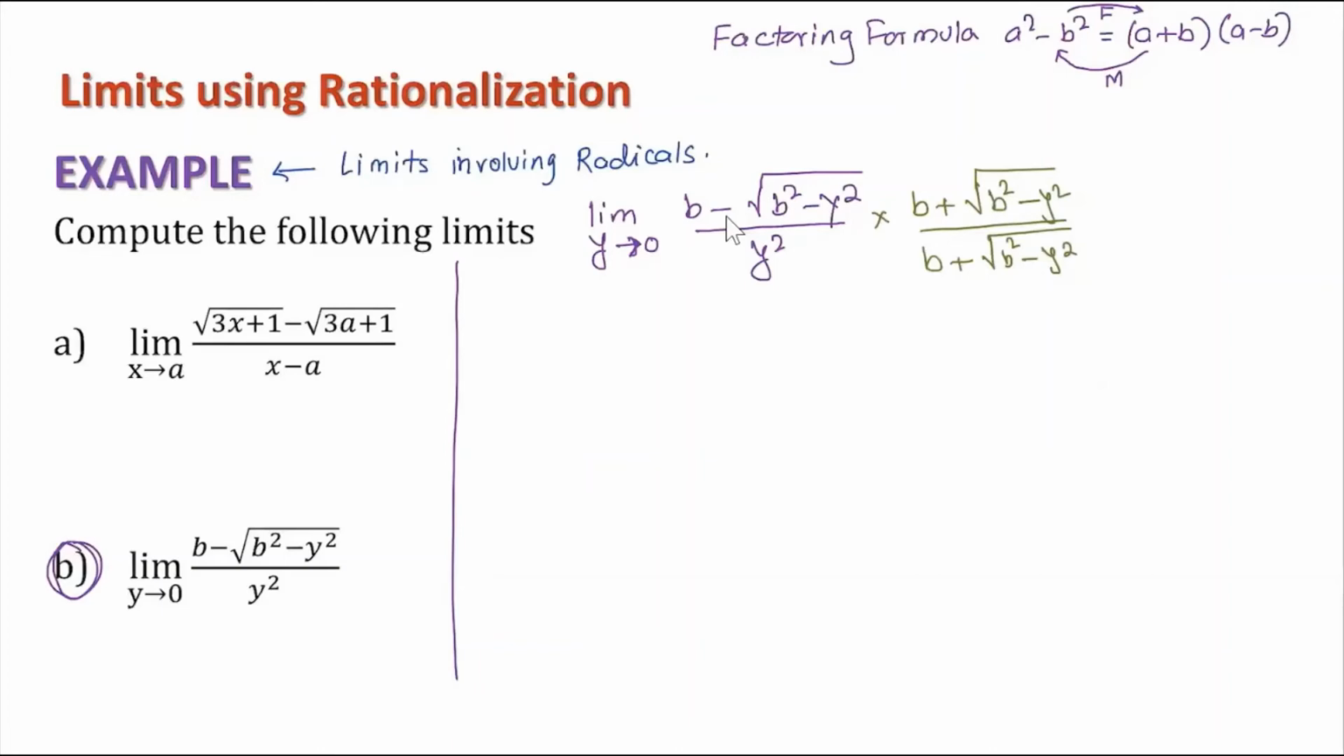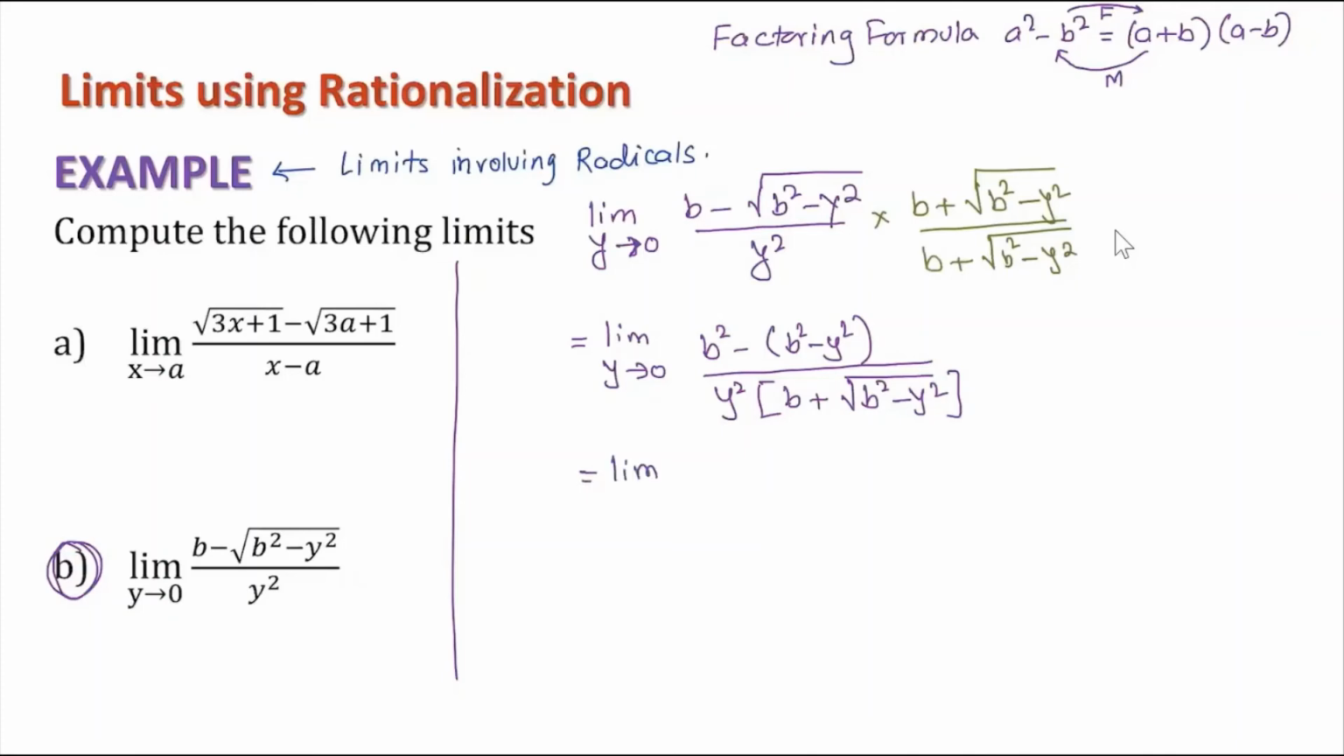After you rationalize and then simplify, this y squared, which is making 0 in the denominator, should get cancelled. So let's go to the next step. You have the limit as y approaches 0. Now you are multiplying two fractions. You will multiply numerator with numerator and denominator with denominator. So this is like b minus that quantity, and here we have b plus that quantity. So it's like a minus b times a plus b. When you multiply, the result is a squared minus b squared. So the square of the first one, which is b squared, minus the square of the second. When you square the second one, this square root will vanish. You'll get b squared minus y squared. And in the denominator, you are multiplying y squared with that quantity, so y squared times b plus the square root of b squared minus y squared.